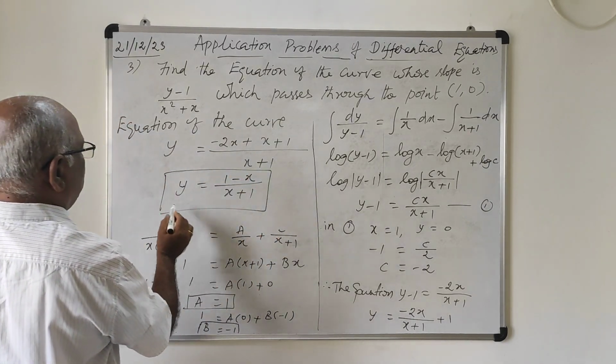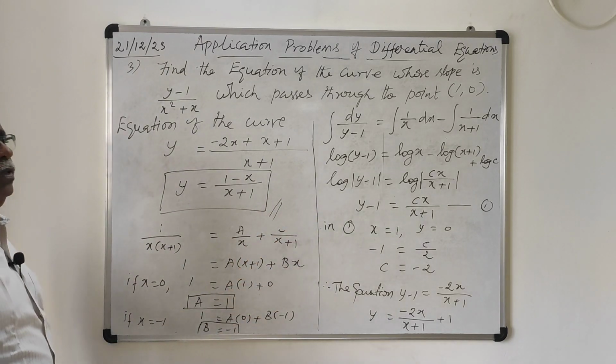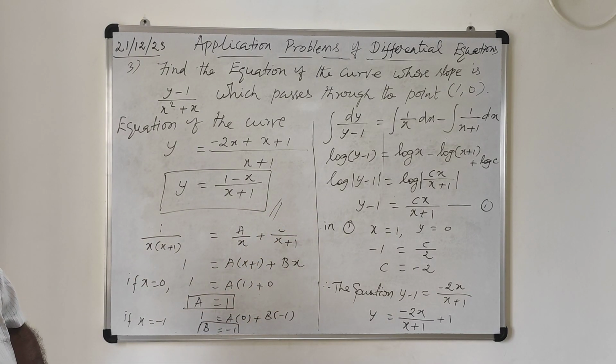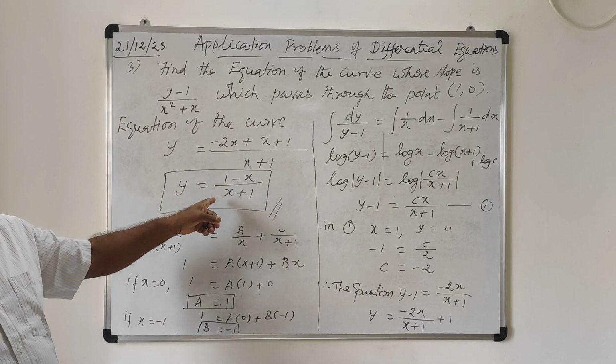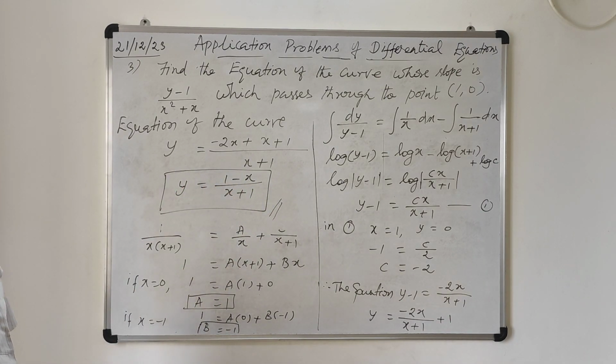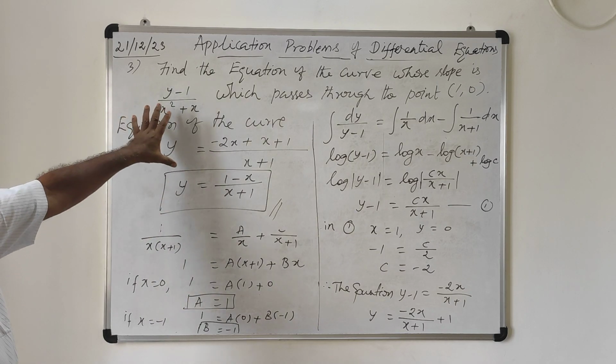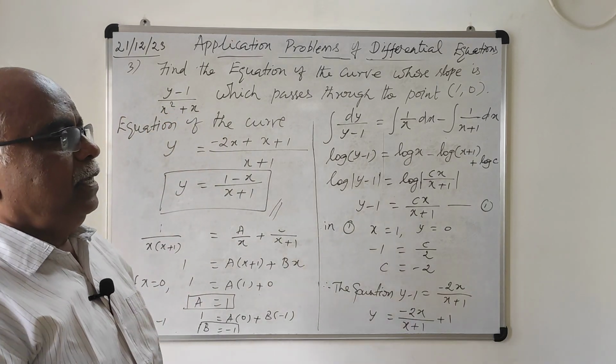That's all about the problem. This is the answer for the required curve. Now, this is y equals (1 minus x) by (x plus 1), which is the required equation of the curve. Okay, that's all about the problem.